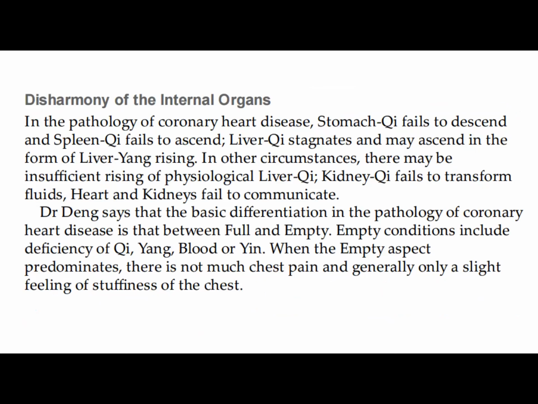In the pathology of coronary heart disease, stomach qi fails to descend and spleen qi fails to ascend. Liver qi stagnates and may ascend in the form of liver yang rising. There may be insufficient rising of the physiological liver qi. Kidney qi fails to transform fluids, heart and kidneys fail to communicate.